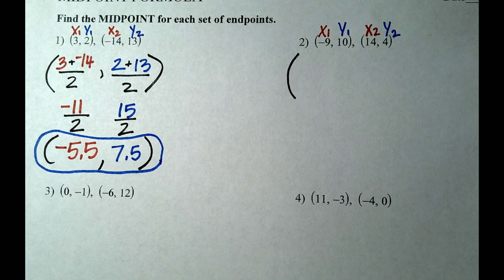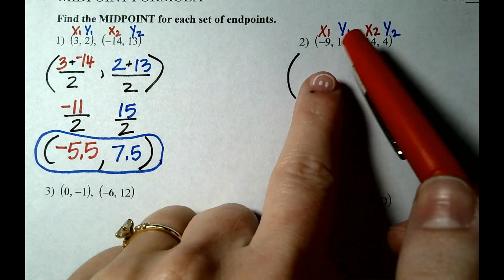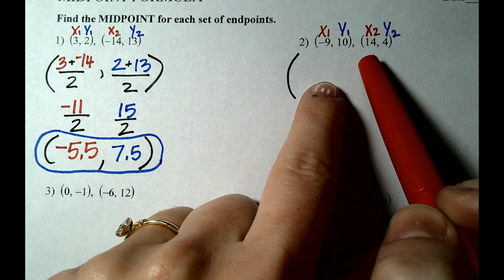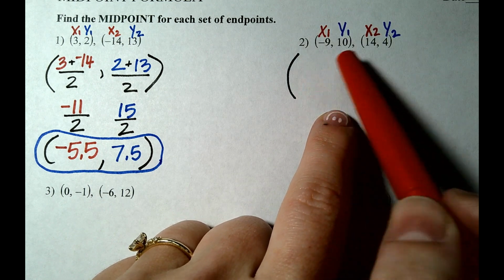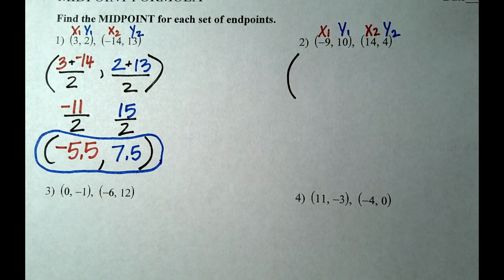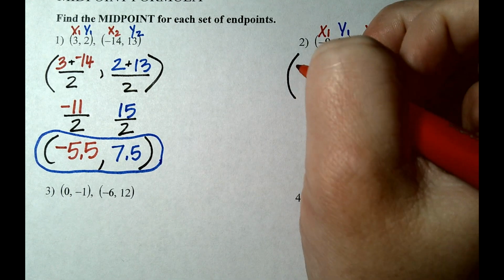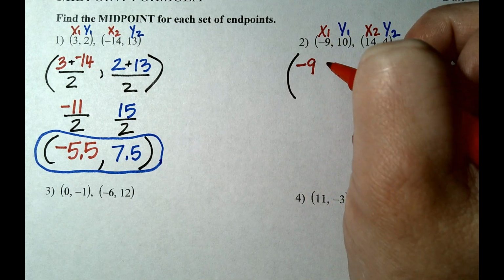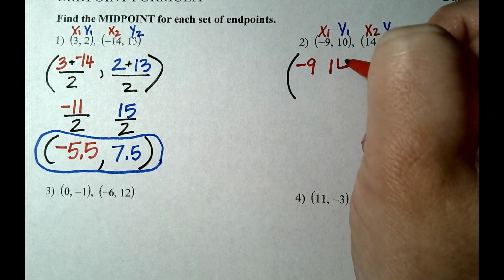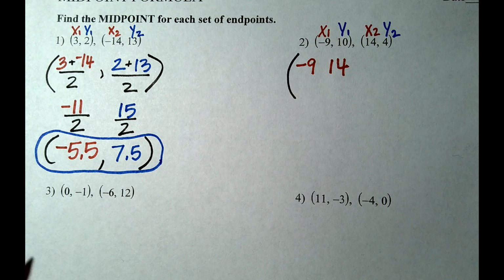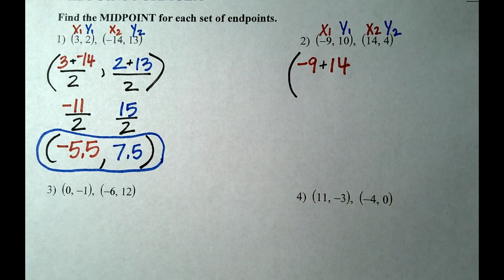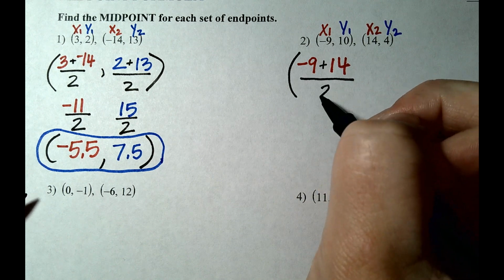Now, addition has a special property where you can actually switch the numbers around and it doesn't make a difference. Like 2 plus 3 is 5, 3 plus 2 is 5. So I could do negative 9 plus 14, or I could do 14 plus negative 9, which is 14 minus 9. If switching the numbers around makes it easier for you, you can do that. I'll write it the way it is so nobody's like, what are you doing? Negative 9 plus 14. Will it always be plus? Yes, with this formula, it will always be plus. We add them and then just divide by 2.